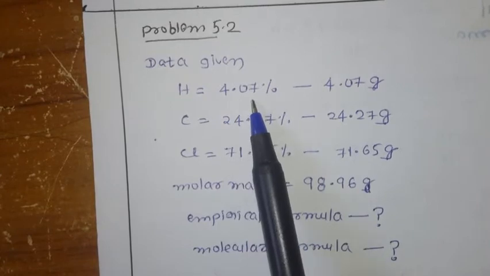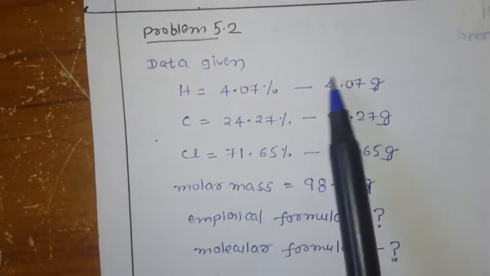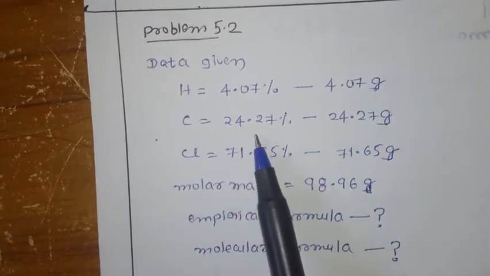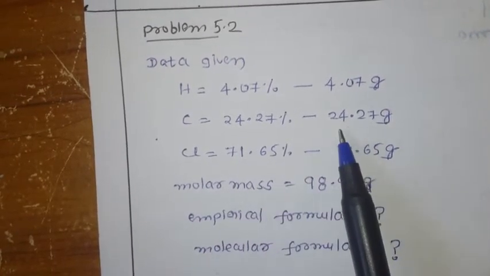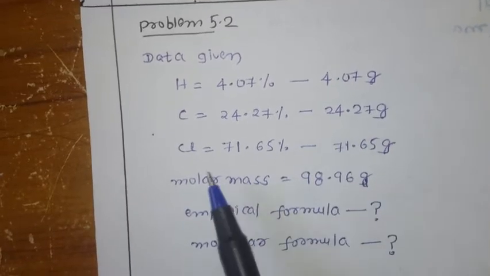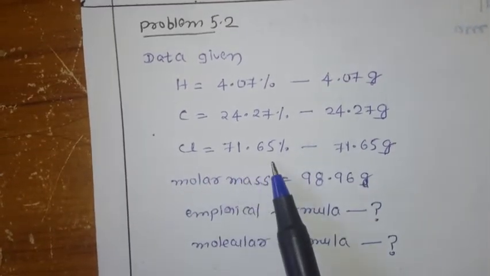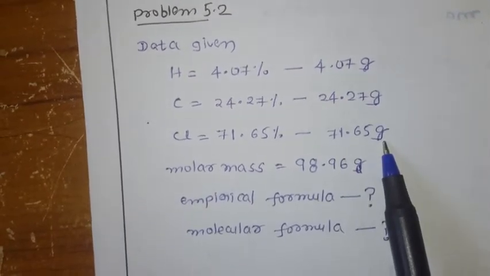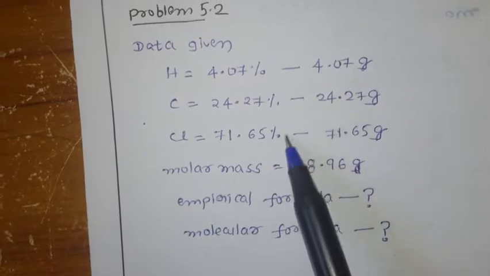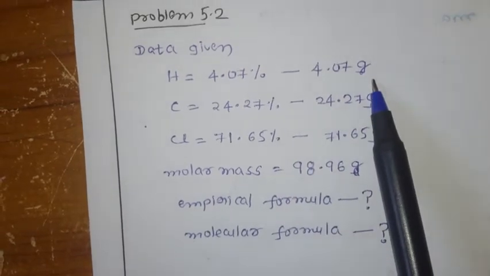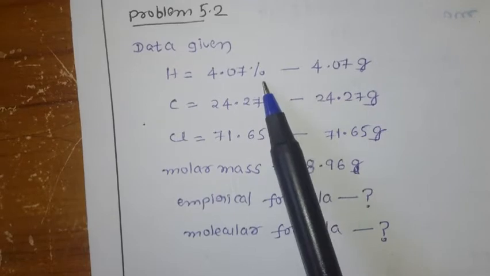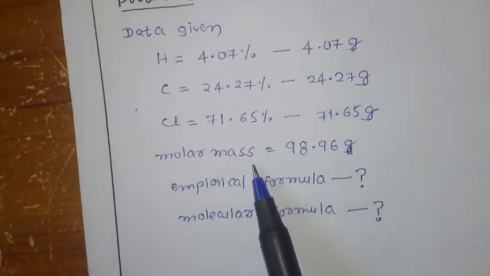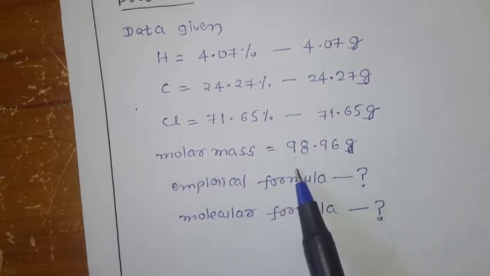So instead of 4.07 percent, I am assuming hydrogen has 4.07 grams. Carbon, instead of 24.27 percent, is 24.27 grams. Chlorine, instead of 71.65 percent, is 71.65 grams. So this is the first step: you simply convert the percentage to grams by removing the percentage sign.